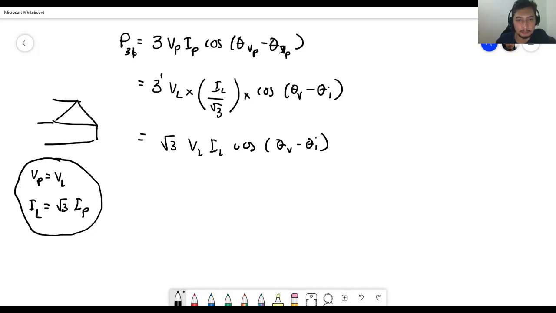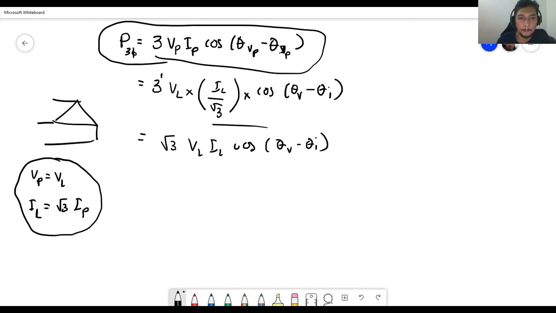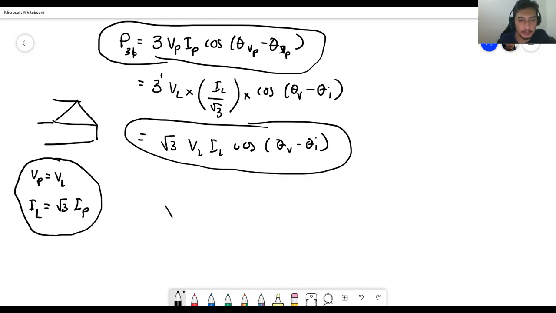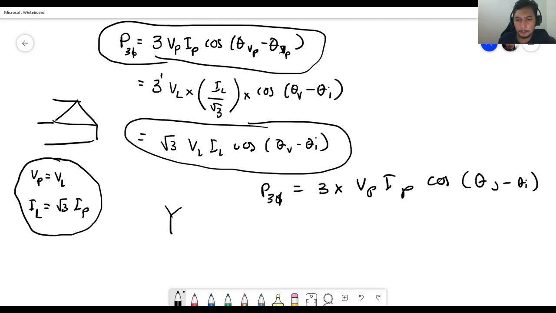This is proof, meaning that regardless of the connection, delta, you can use the same formula. Let's try on Y connection. For Y connection, we are still using this formula. You need to multiply V phase and I phase cos theta V minus theta I.